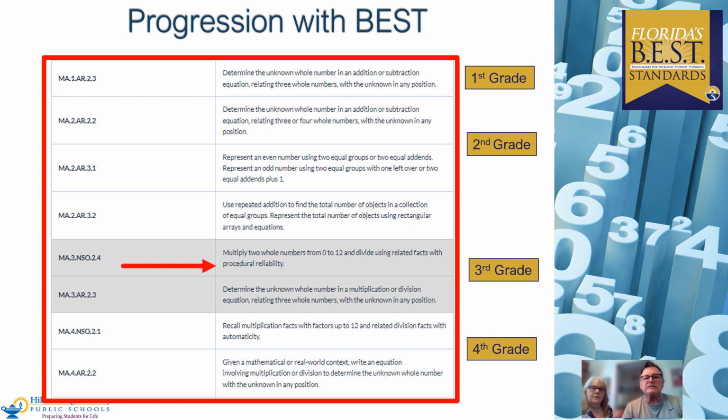But we're going to focus here, in this scope, on procedural reliability. And remember, it's loosely defined by the BEST benchmarks as a strategy that a student can essentially rely on to solve a problem that involves multiplication.